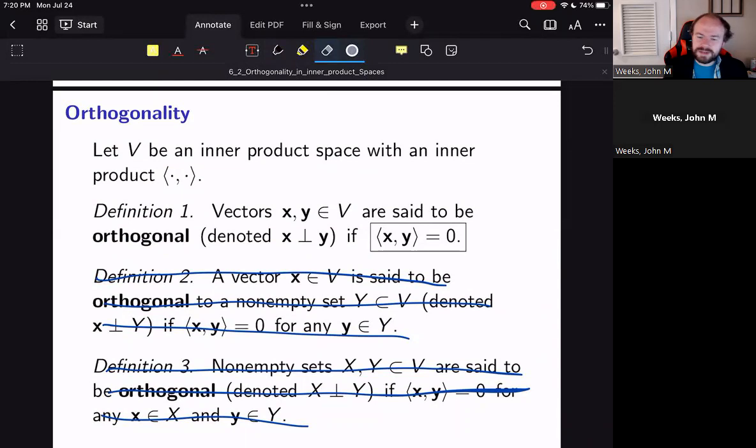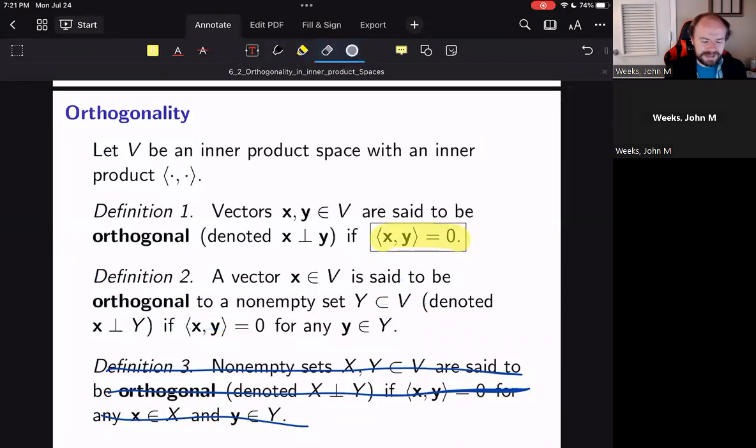So we'll say that two vectors x and y are orthogonal if the inner product between them is 0. I would be tempted to say dot product here, but since I don't quite know what a dot product would mean in an abstract vector space, I'm going to say inner product here instead. The inner product between x and y. For example, the dot product is the inner product in Rn.